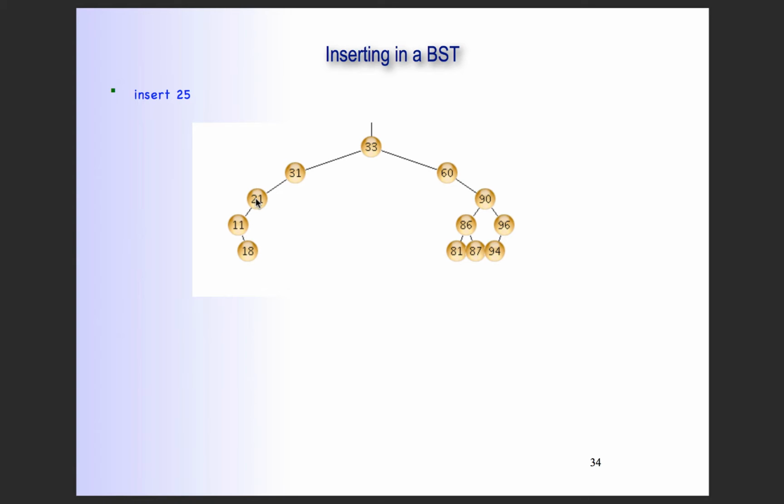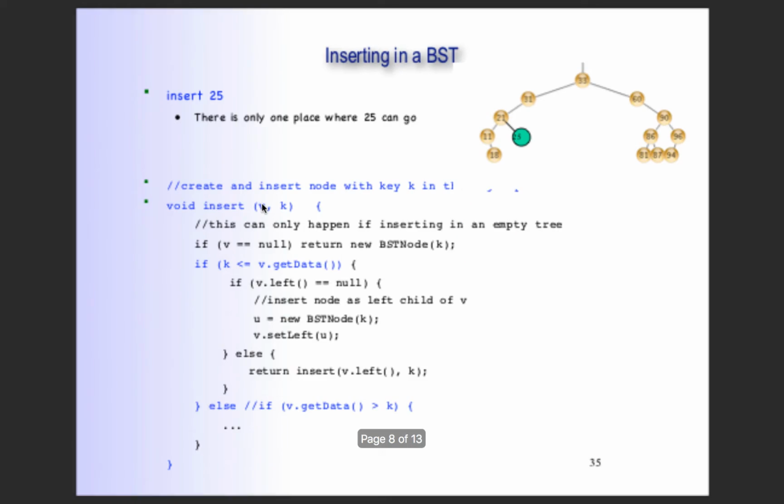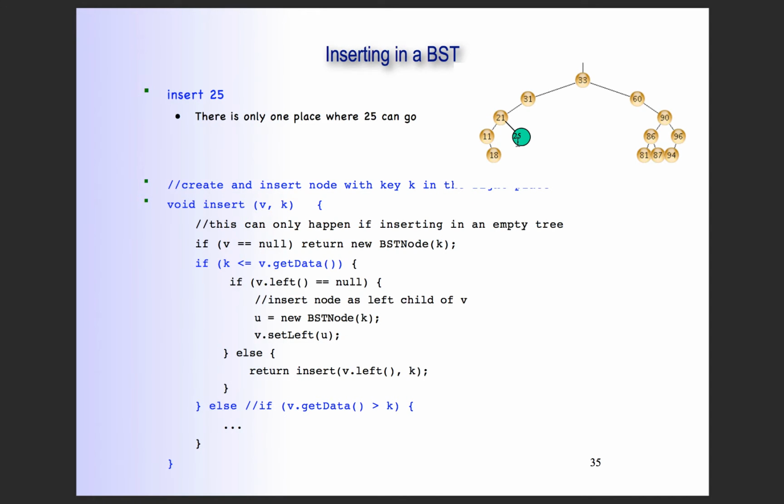Okay, so after coming to the 21, you see that 25 is greater than 21, so you cannot go to the left side, you should go to the right side. When you go to the right side, you see that there is no tree, so you can insert 25 over here. So 25 should be the right child of the 21. You can see that 25 is the right child of the 21.